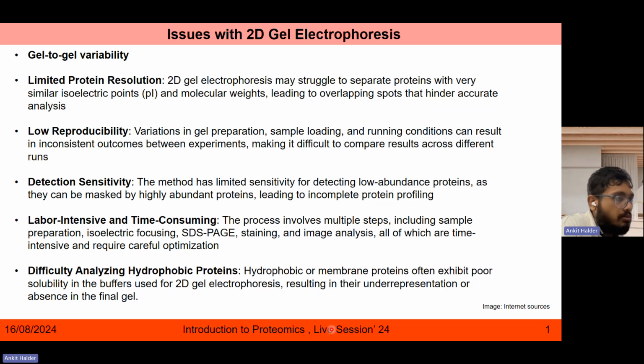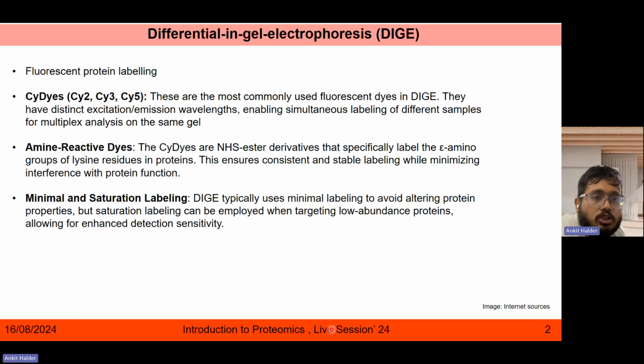So apart from the one dimension, another dimension was used, but still there were issues like gel-to-gel variability, limited protein resolution, low reproducibility, variations in sample loading, running conditions, and detection sensitivity, like for low abundant proteins and those that are not solubilized. It is also a very labor intensive and time consuming task, and there was difficulty in analyzing hydrophobic proteins because of their poor solubility. So all these were quite big issues.